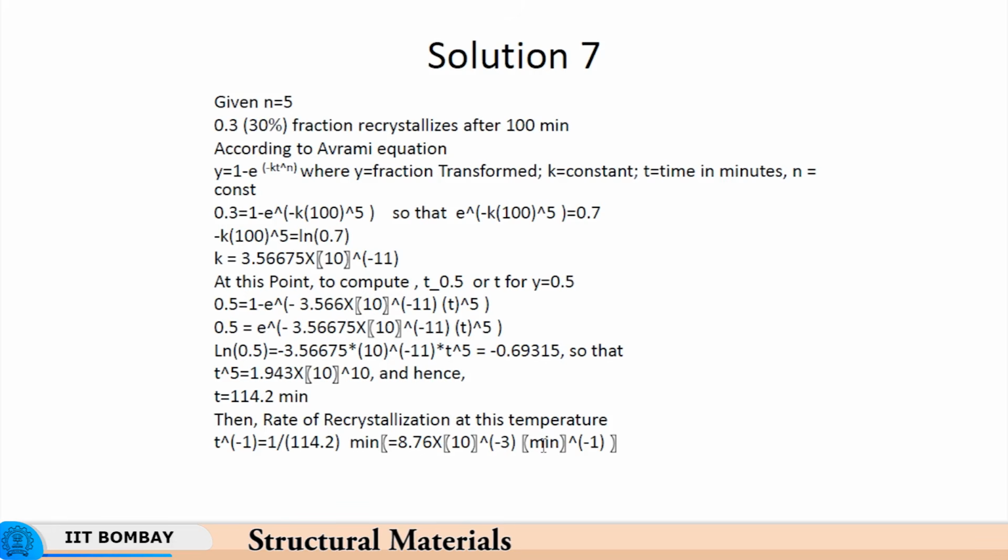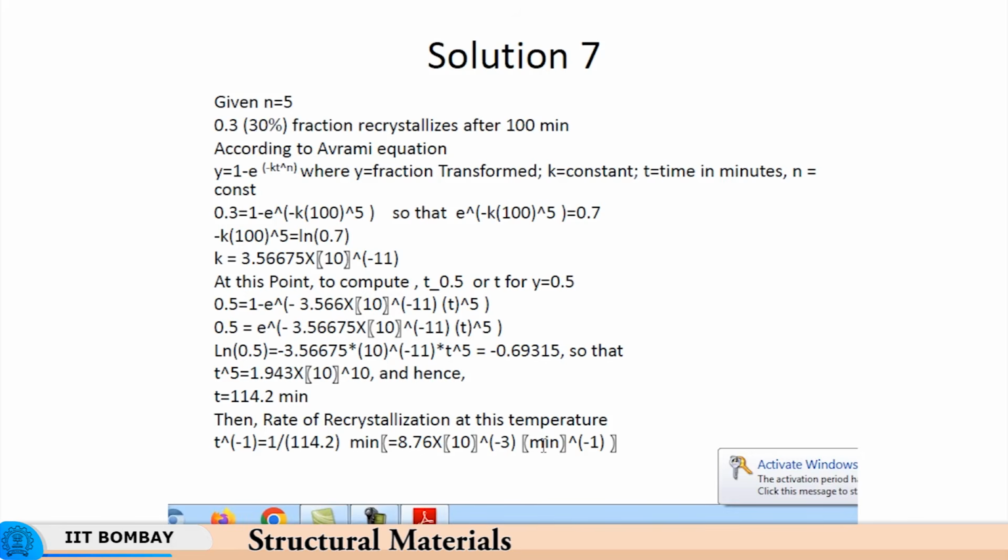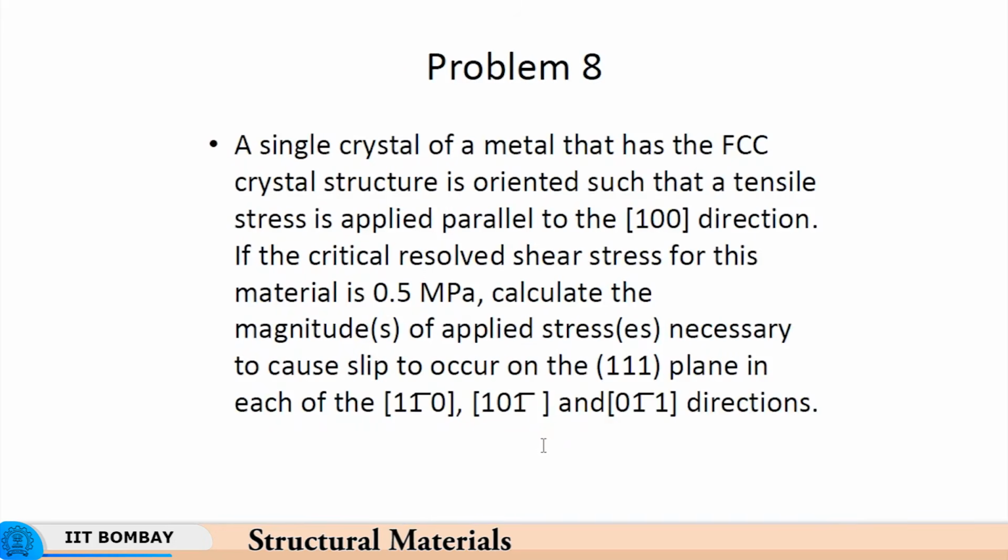So the noteworthy point is that we take the rate of recrystallization at a point where 50% of the transformation has taken place, and we need to find the time needed to cause a 50% transformation, and 1 divided by that time is the rate of recrystallization at that particular temperature and extent of transformation. So this is the last problem.